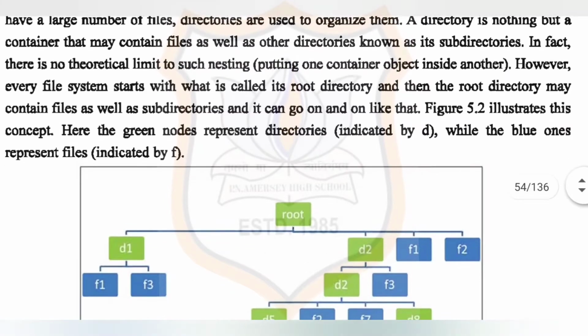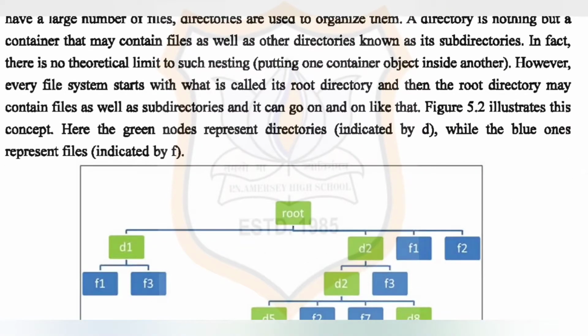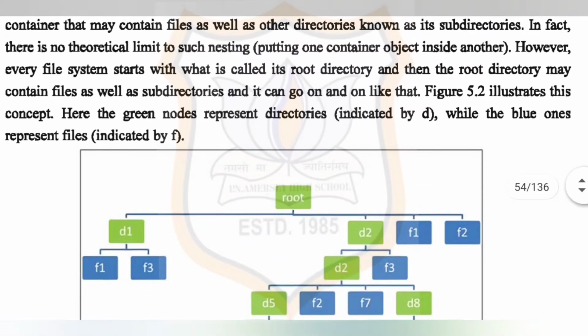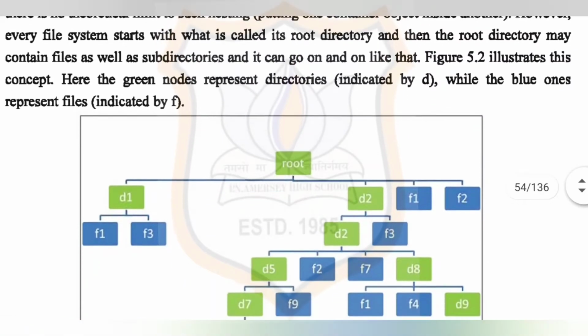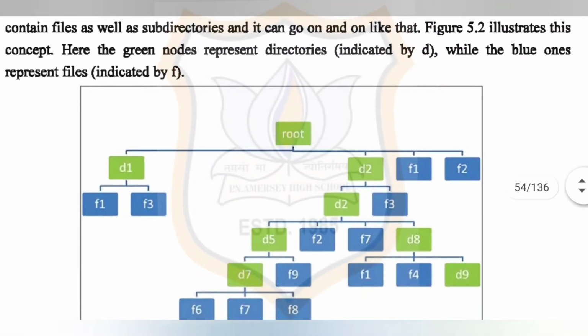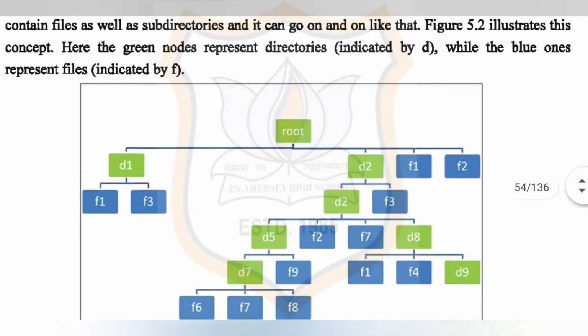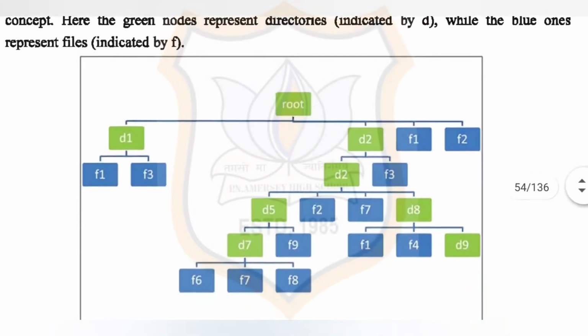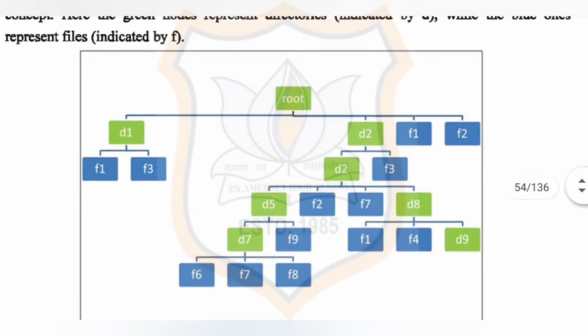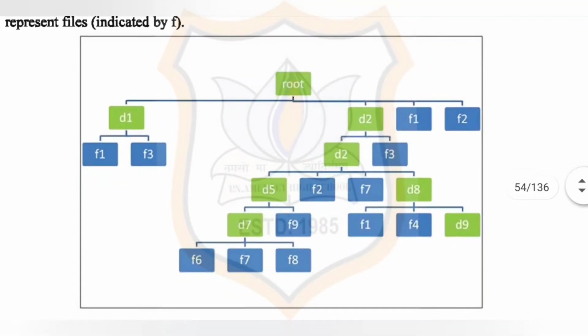However, every file system starts with what is called its root directory, and then the root directory may contain files as well as subdirectories, and it can go on like that. Figure 5.2 illustrates this concept. Here the green nodes represent directories indicated by D, while the blue ones represent files indicated by F.